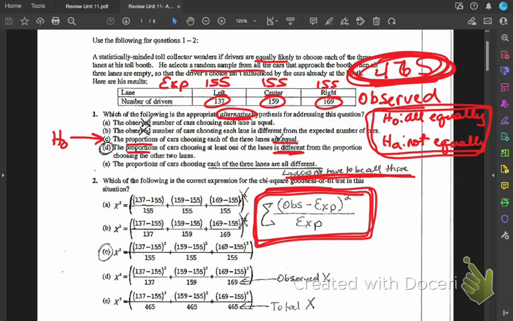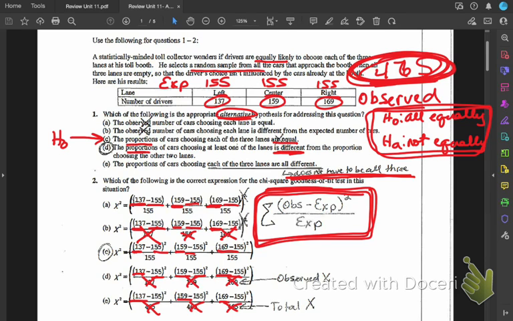So observed, I've got my left lane, my center lane, my right lane. Okay, all of these look like they have the observed in the right spot. Expected should be 155 for each of them. 155, 155, 155. That's all good. On the bottom of the fraction, I need the 155 again for the expected for each of them. So that's why I can mark out B, I can mark out D, and I can mark out E, okay?